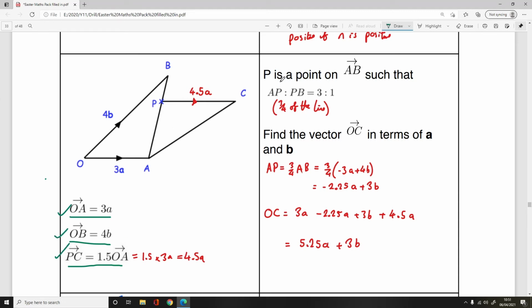Then it tells us that P is a point on AB such that this is in the ratio 3 to 1. So if we think about that being 4 parts in total, AP is 3/4 of AB, and PB would be a quarter of AB. Use that. Okay, so then find the vector OC in terms of A and B.